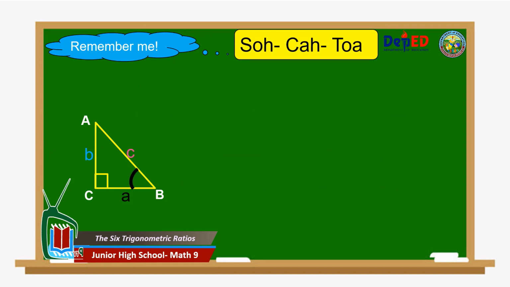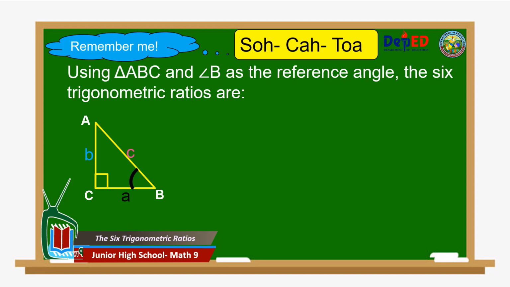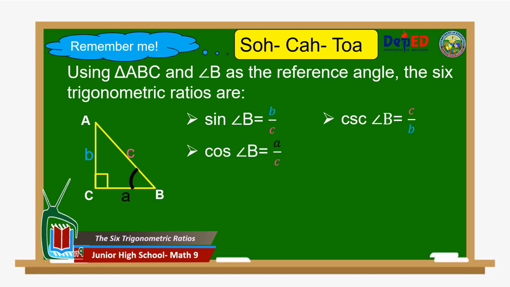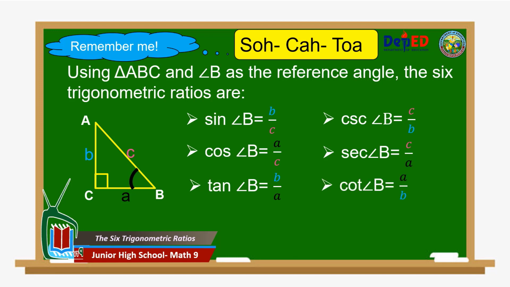Let us have one example on the SOHCAHTOA. Using triangle ABC and angle B as the reference angle, the six trigonometric ratios are: for sine of angle B, that is opposite side, which is side B, over the hypotenuse, and its reciprocal cosecant, that is C over B. For cosine of angle B, that is adjacent over the hypotenuse, and its reciprocal secant is C over A. The tangent of angle B, which is the opposite side over the adjacent, and its reciprocal is cotangent, A over B.